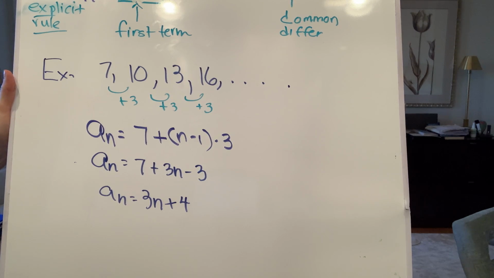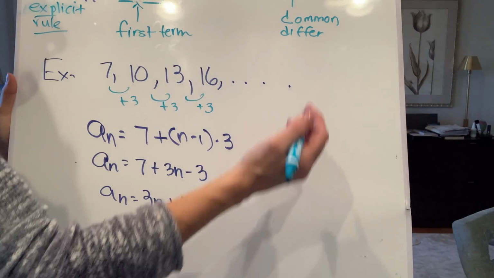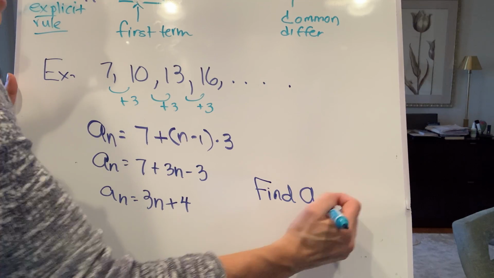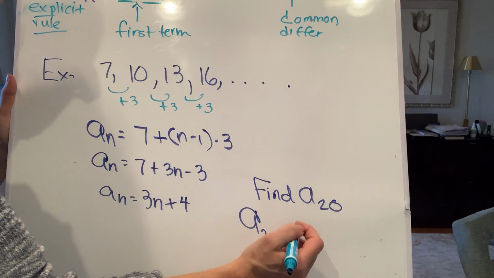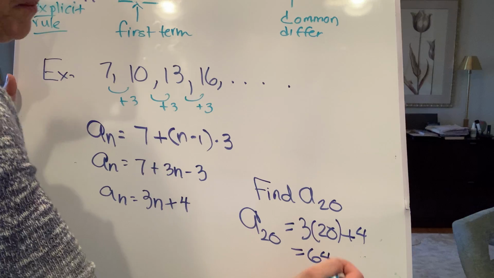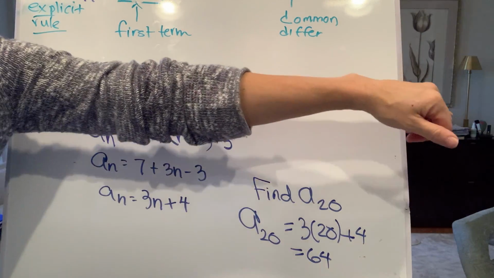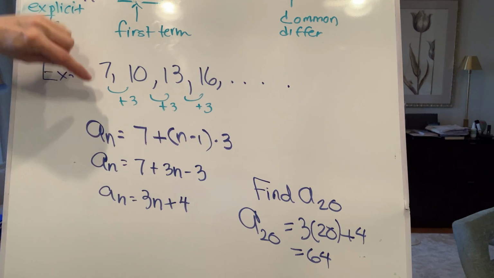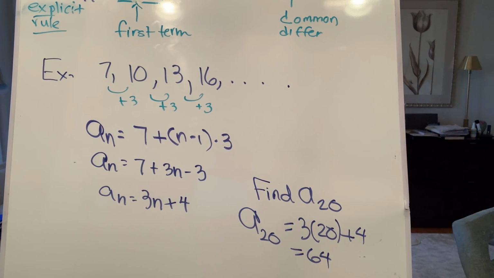All right, so now if I wanted to find the 20th term, if I wanted to find a sub 20, I would just plug in 20 for n. So the 20th term here would be 64. So I don't have to continue this pattern out 20 times. I can skip right ahead because my formula tells me what to do with the first number and how I can get to the 20th number.